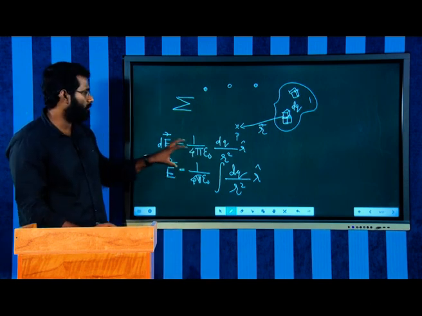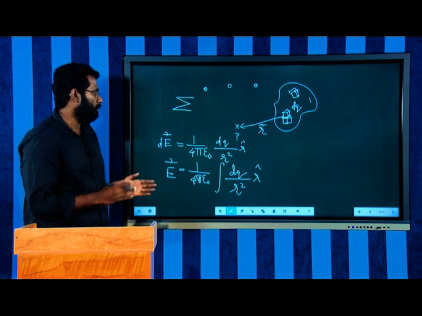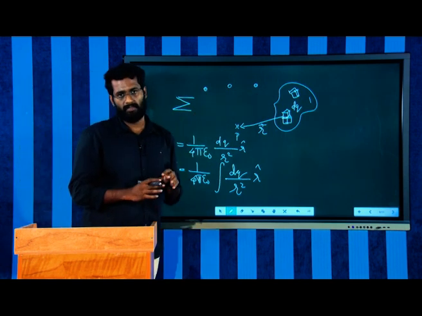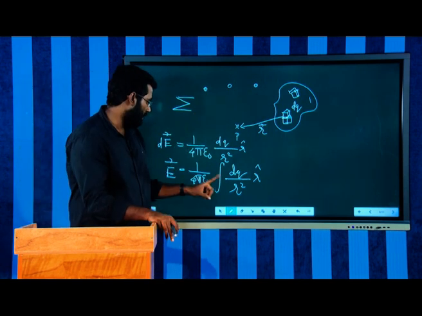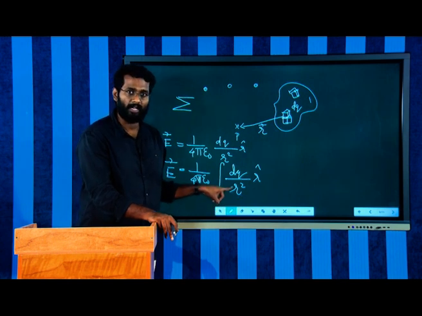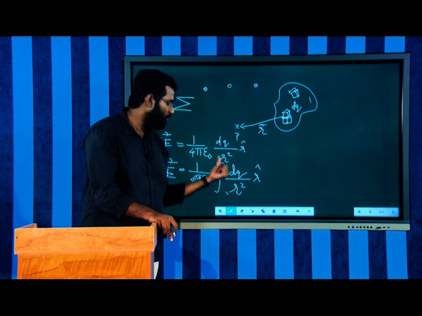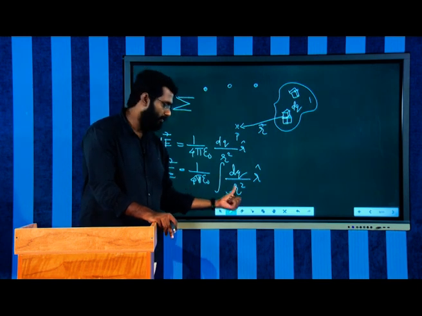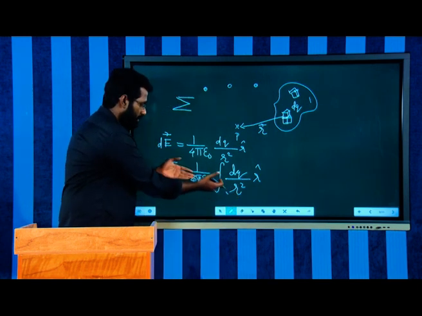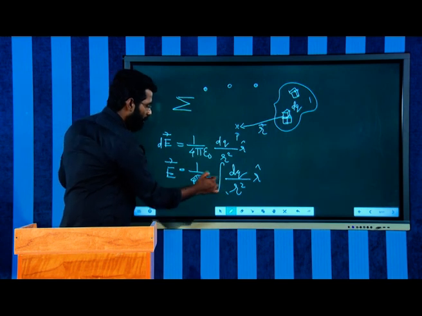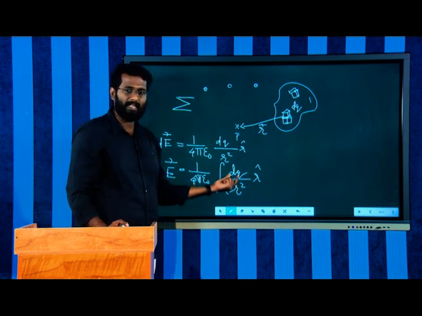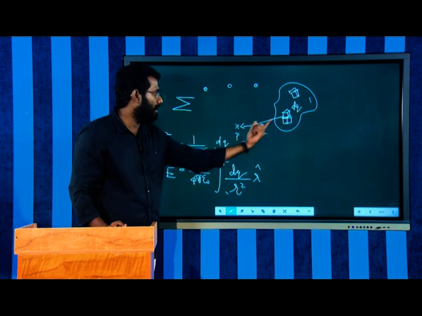This is how we could find the electric field due to a continuous charge distribution. Here you have to note one thing: this r is not a constant. This r is variable, so it has to be inside the integral. If it were a constant, I could take it outside, that is, r squared would have been here, and I could just integrate this dq. But not that, this r is varying.